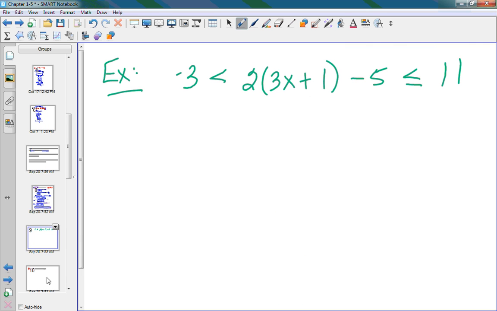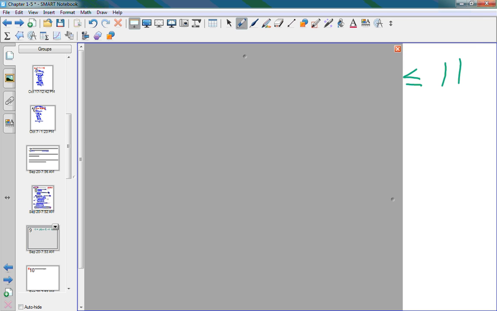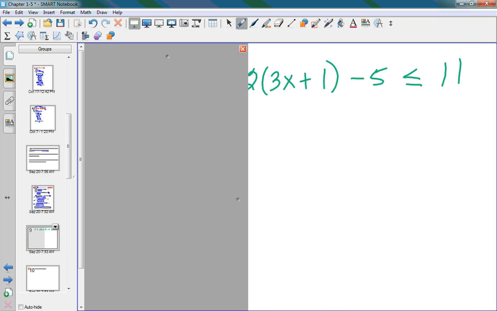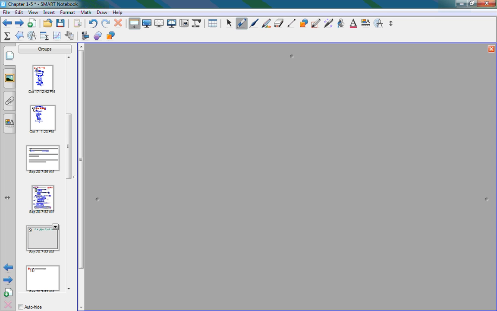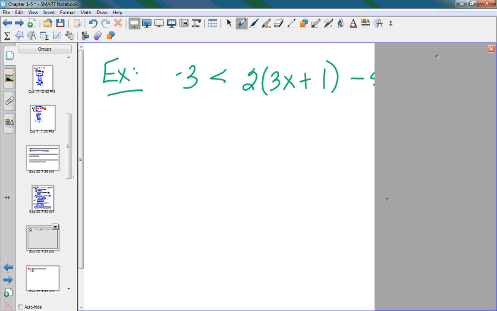Now, we're going to do a compound inequality. This is a compound inequality. Why? Because what you see here is two problems. Here's one problem, and here's the second problem. So if you had this problem, what would you do?